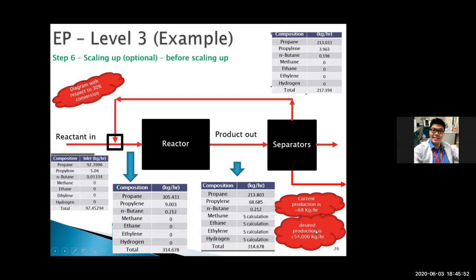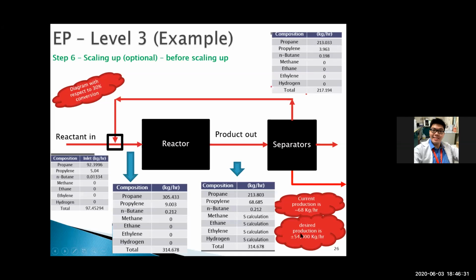But my desired production, according to your market analysis and my analysis, is 54,000 kg per hour. So you should not touch your product. You should scale up your feed. Because if you scale up your product from the reactor, it will affect the other streams as well. So it's best you start from your feed. So here, my feed, I start with propane 92.3. So it's again a trial and error.